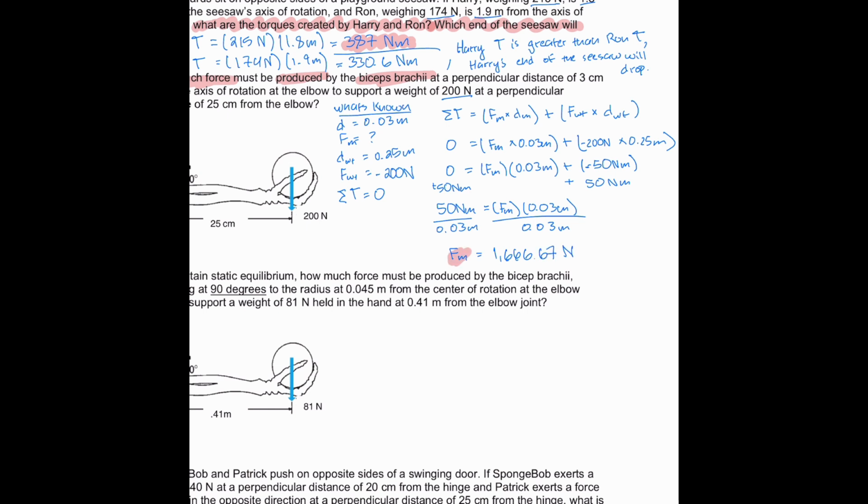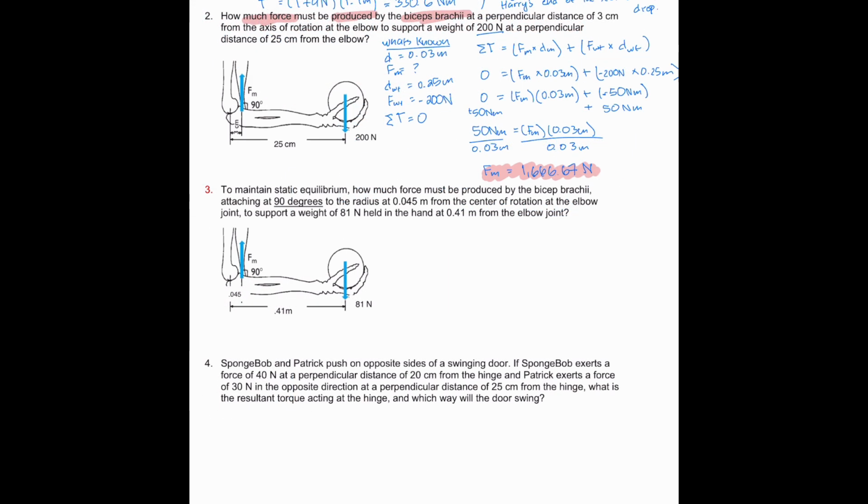And that would be our answer and our walkthrough process to find the force produced at the muscle, which in this instance would be the biceps brachii. Now for question number 3, this is going to be kind of the same process as question number 2.